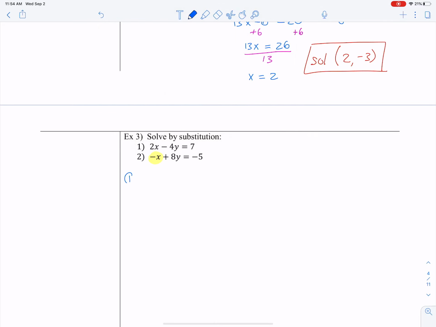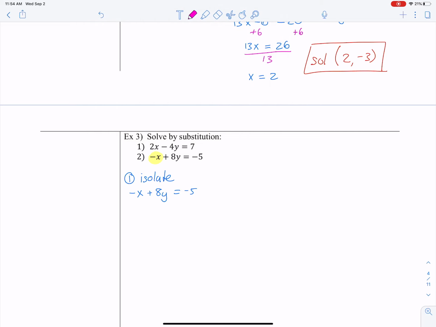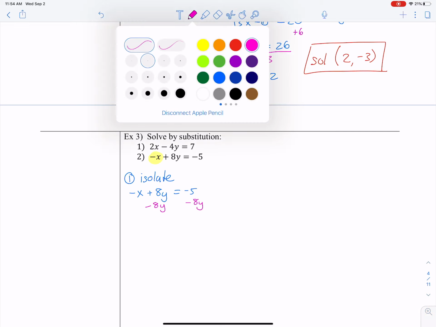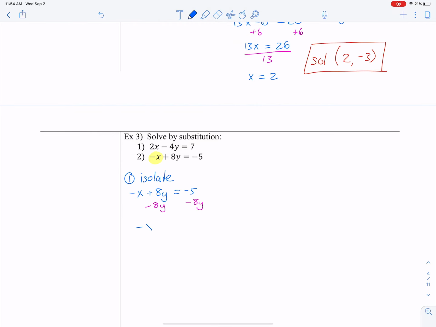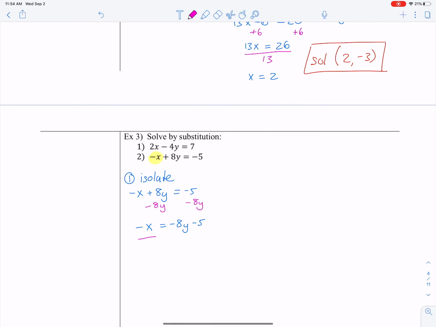My step 1 is isolate. So I have -x plus 8y is equal to -5. I'm going to subtract -8y to move it over. So I have -x is equal to -8y minus 5. Now I need to get rid of the negative in front, so I'm going to divide everything by -1. So I get x is equal to 8y plus 5.